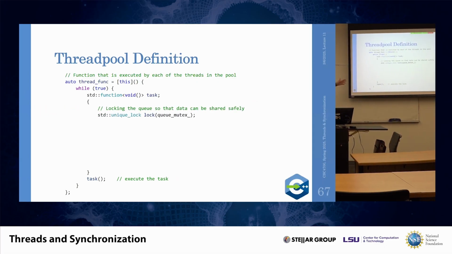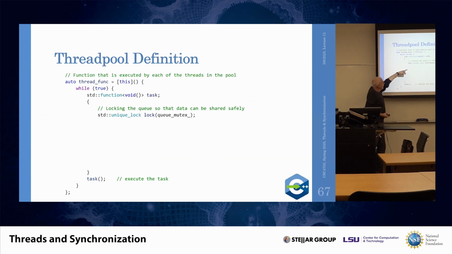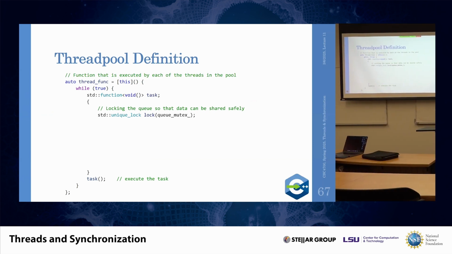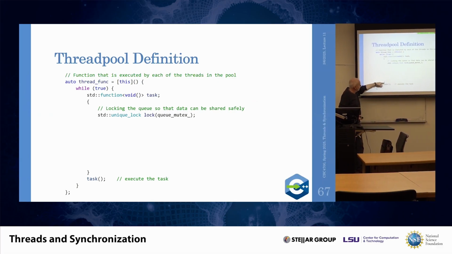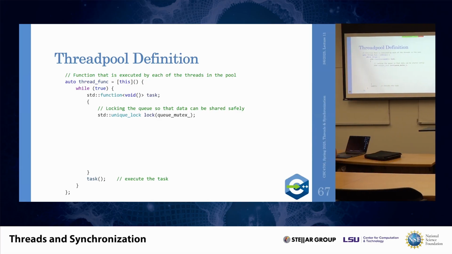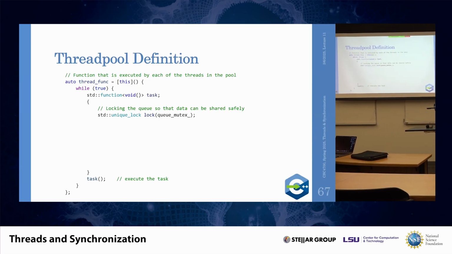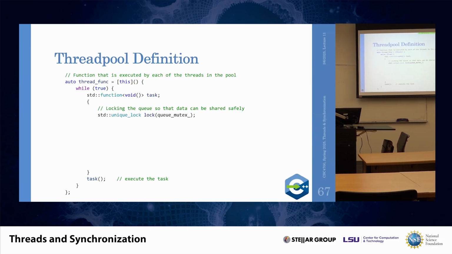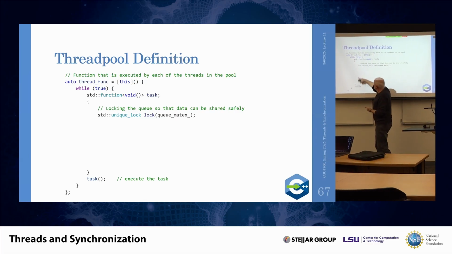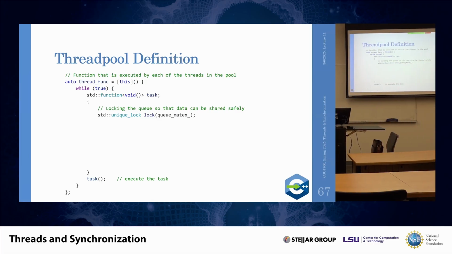I create a scope where I define a unique lock, and that scope is necessary to make sure that the mutex is not being locked while the task is being executed. So I want to unlock my mutex during the execution of the actual task. That's why I have that additional scope here, just to make sure that this unique lock goes out of scope at the right moment.